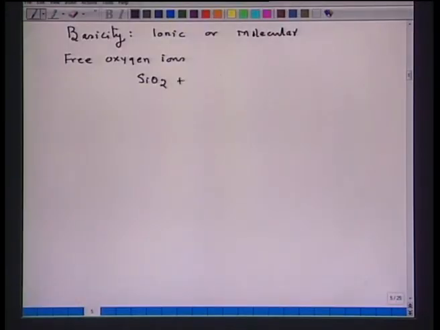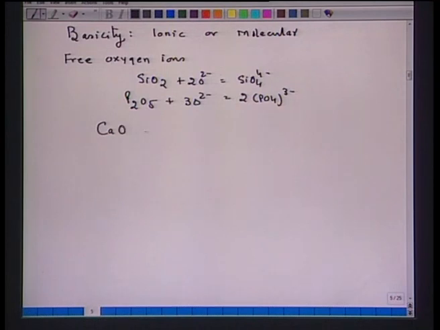Now, for example, if I write SiO2, it will take 2 O2- ions to make SiO4 4-. Similarly, if I have a slag which has P2O5, that will take 3 O2- ions to give us 2 PO4 3-. If we now further add oxygen ions, then the oxygen ions will be free. Now from where will it come? If I add calcium oxide, it will give me Ca2+ + O2-. So we can define a neutral slag as one which contains enough O2- ions so that each tetrahedron of acidic oxide is independent of each other.